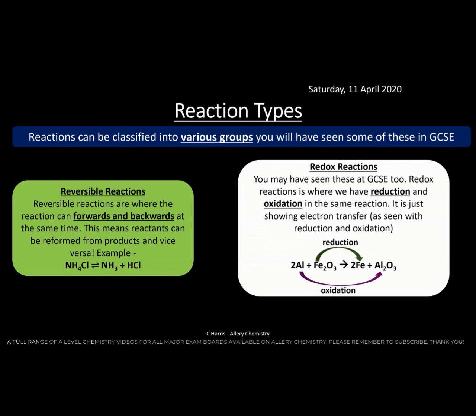And finally, redox reactions. You might have seen these at GCSE as well, possibly. This is basically where you get reduction and oxidation in the same reaction. It's not the same as a disproportionation reaction, where you've got one element being simultaneously oxidized and reduced. These are two separate elements. For example, this one here where we're reacting aluminium with an iron oxide. Aluminium is being oxidized here and iron is being reduced. So we call this a redox reaction.